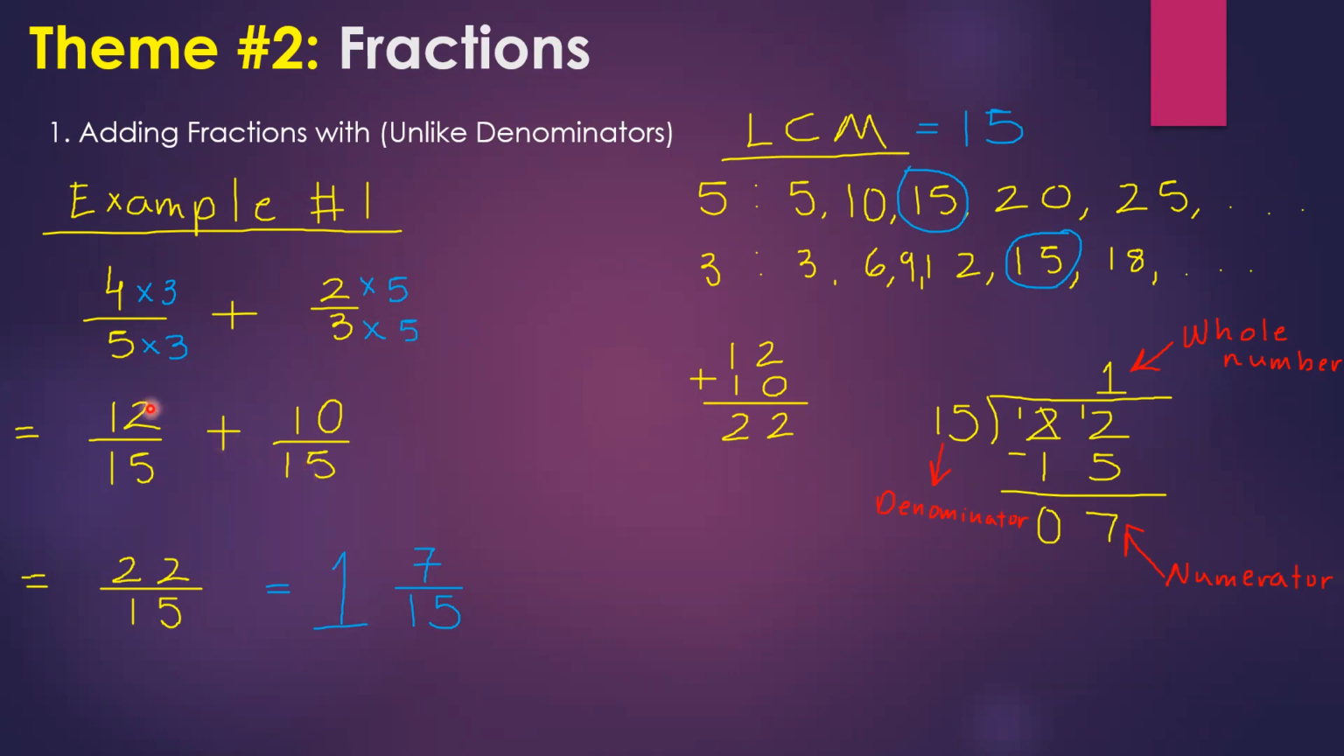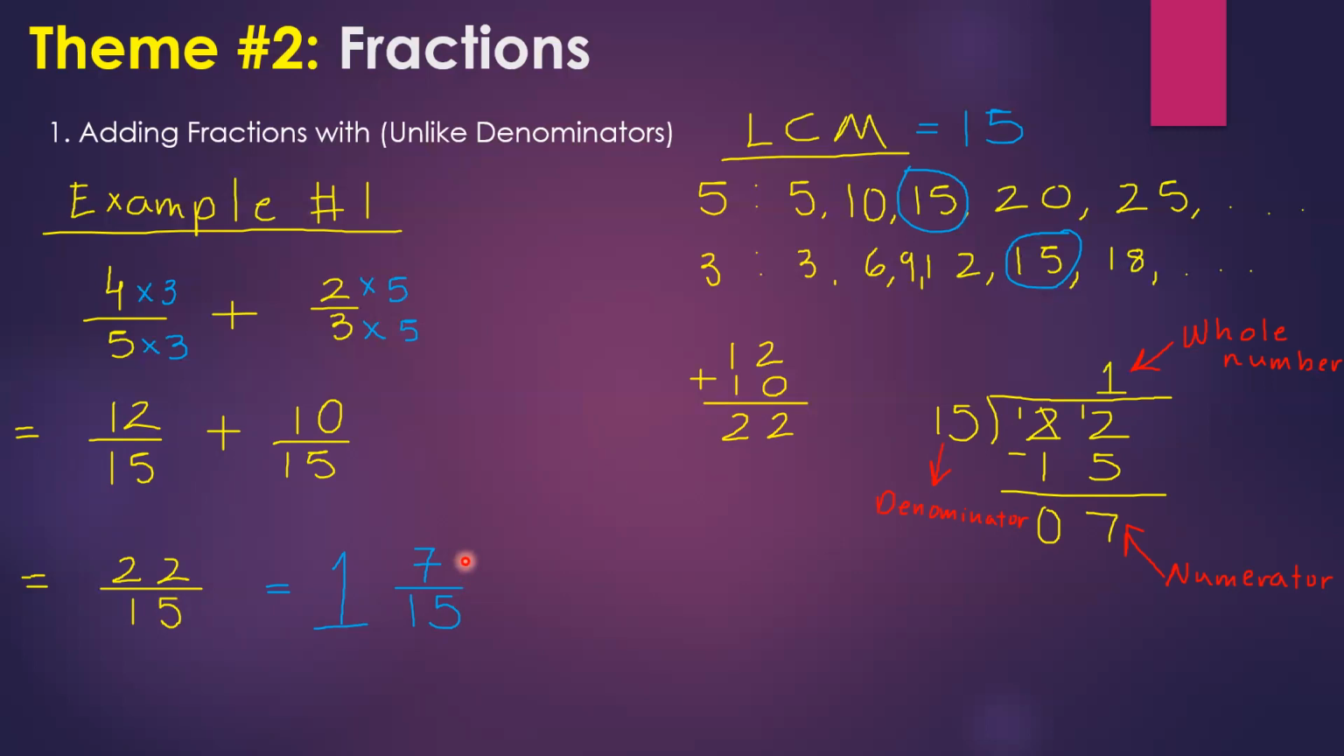And do the rest? Finish it up. Okay, so you get 12 over 15 plus 10 over 15, which equals 22 over 15, but that's an improper fraction. Yes. So it turns into a mixed number. How do we turn it into a mixed number? You have to divide the numerator by the denominator. And then what do we get?